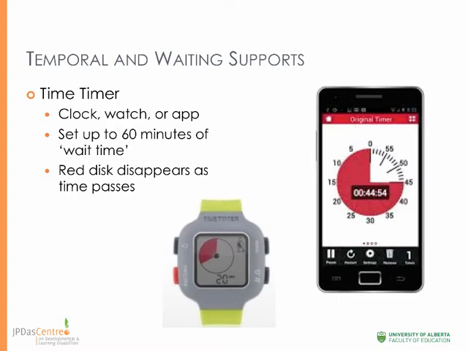The time timer was initially a desktop clock used to show time passing. It is now available as a watch and as an app. The time timer can be set for up to 60 minutes. As time passes, the red disc disappears. When the red is gone, the waiting is over.